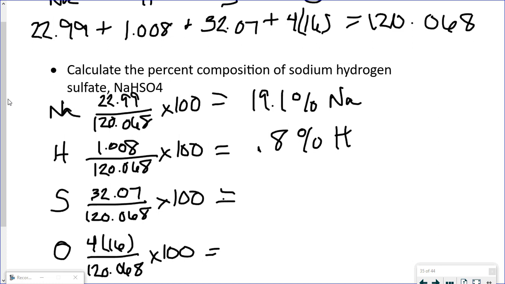For sulfur, 32.07 divided by 120.068 times 100 to make it a percentage. It's going to be 26.7% sulfur. And then for oxygen, remember that there were 4 of them, so you have to do the 4 times the 16, or you can plug in 64. Divided by 120.068 times 100 to make it a percentage is 53.3%.